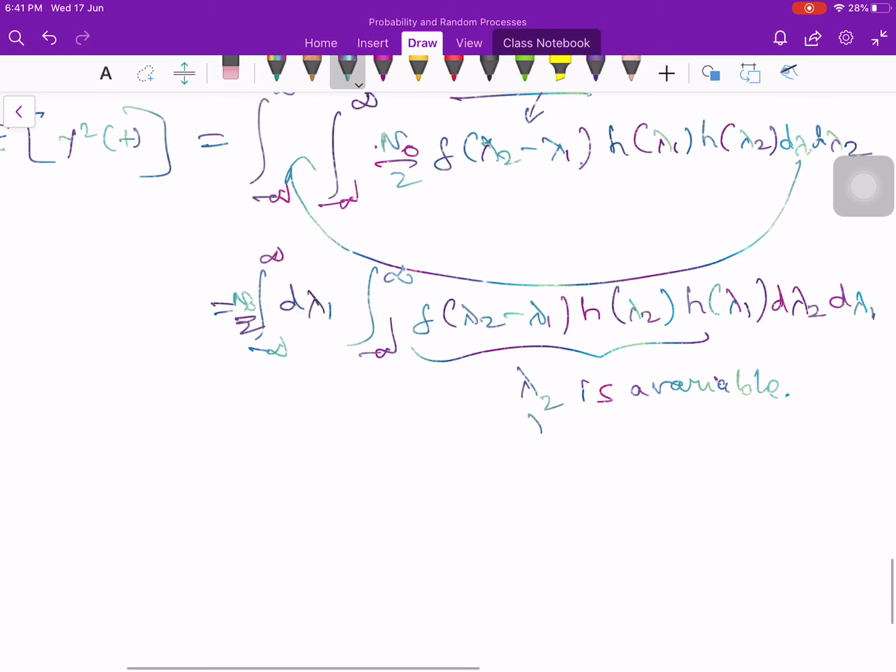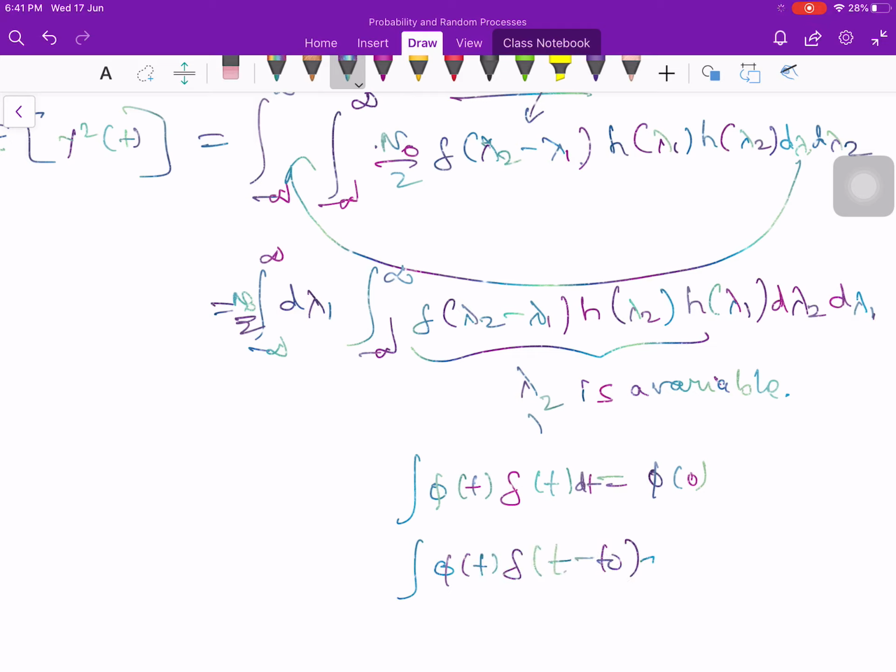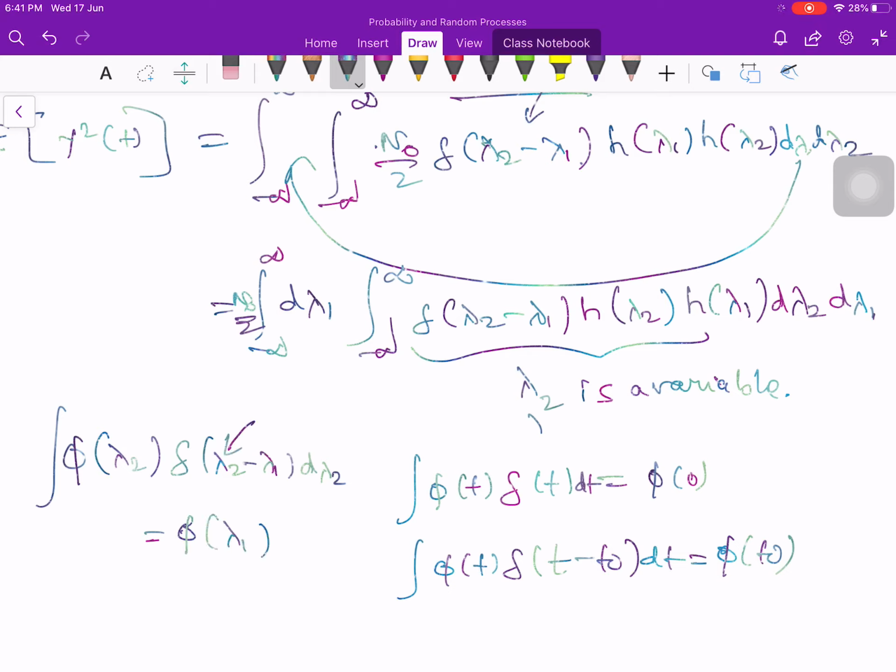Recall from your signals and systems that phi of t multiplied by del of t is equal to phi of 0. Similarly, phi of t multiplied by del of t minus t naught times dt equals phi of t naught, right? And lambda 2 times del of lambda 2 minus lambda 1 d lambda 2 is equal to phi of lambda 1. So instead of t, I can put lambda 2 here. Instead of t naught, I put lambda 1.